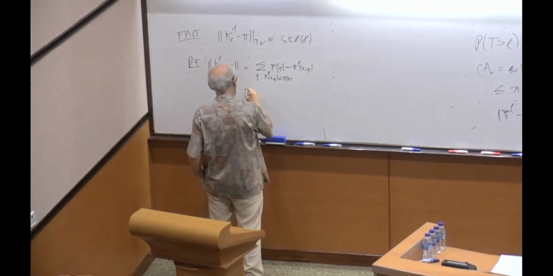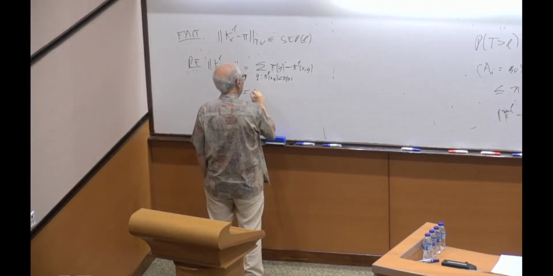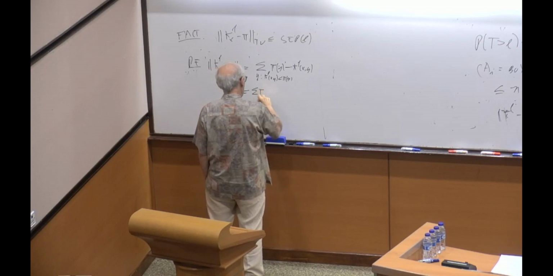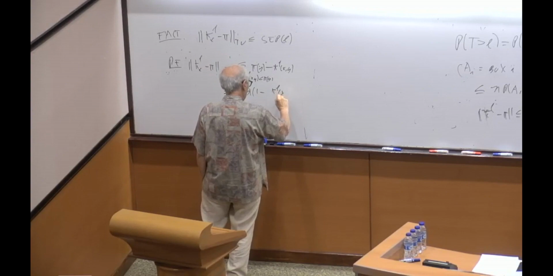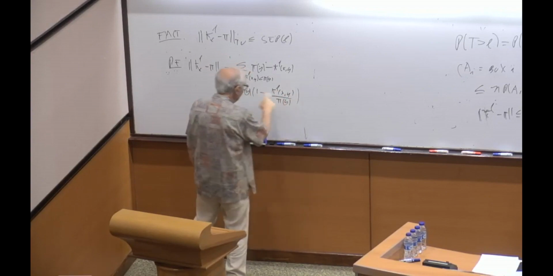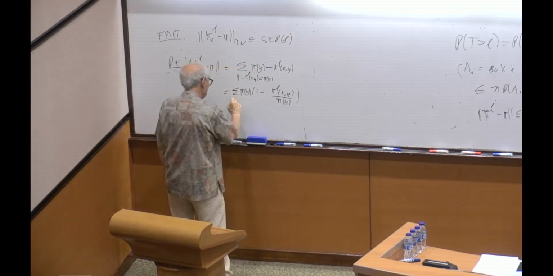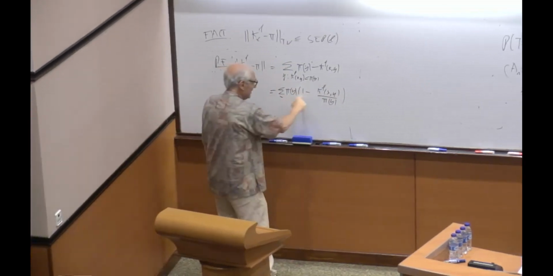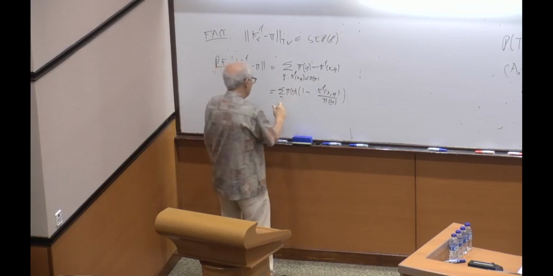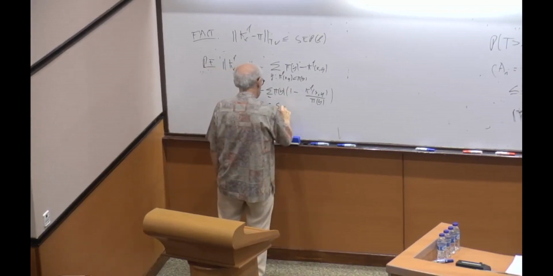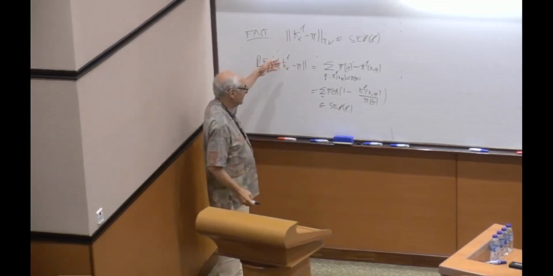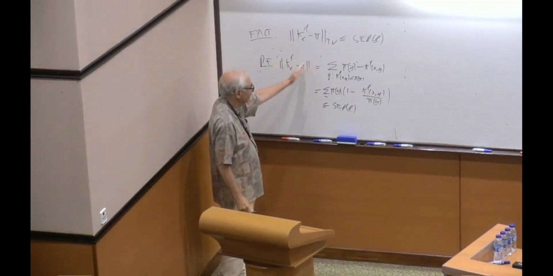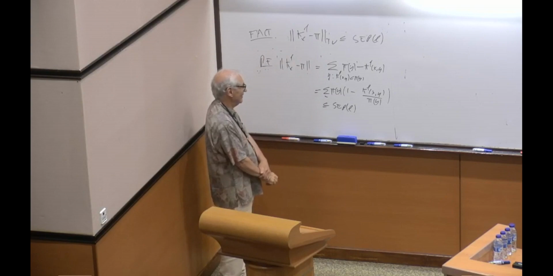Well, that's equal to the sum of pi of y times 1 minus KL of xy over pi of y. And this is less than or equal to this same sum, and this is less than the separation, and this is a sum over a probability, so that's less than or equal to sep L. And so that's true for every starting state. Anyway, that's it. That's what I had to prove.